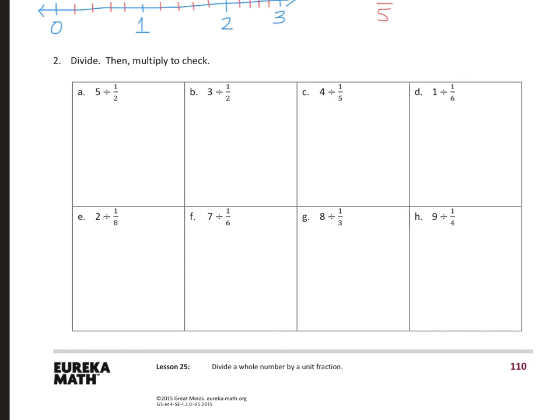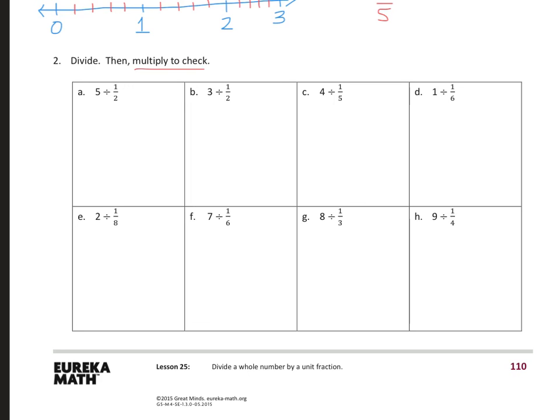All right, so we're going to go ahead and do 2. And they want us to divide without doing any pictures. And then we want to multiply to check. So let's think this through. We're going to think out loud a lot. We have 5 candy bars and we broke them all into halves. Okay, so let's start with the first whole candy bar.